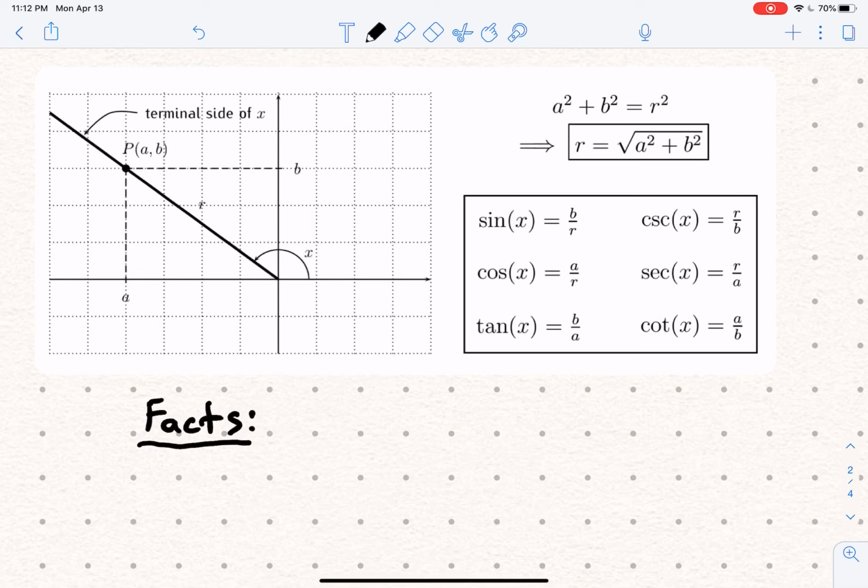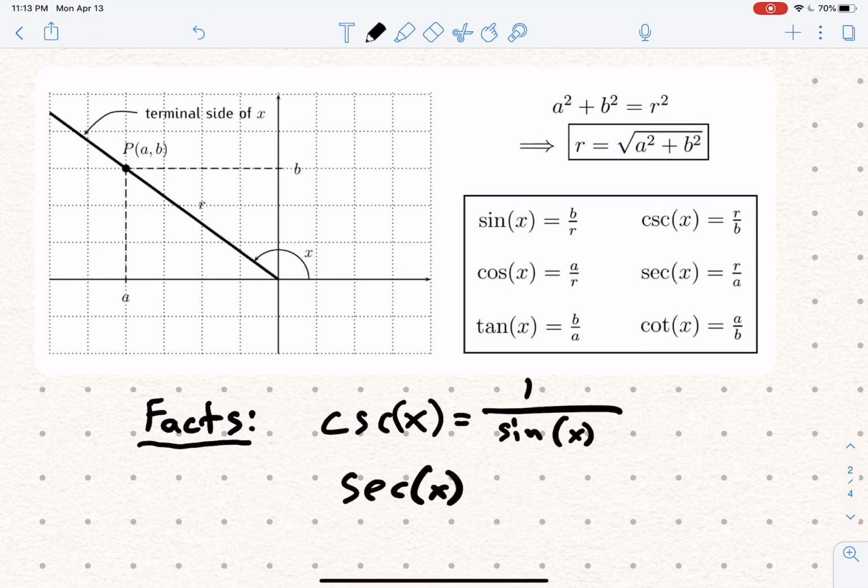So the first one is that the cosecant of x is equal to what you get if you take the sine of x and flip it upside down. It's 1 over sine of x. And, of course, you can see this in the formula. The cosecant is r over b. And sine is b over r. If we flip that over, 1 over sine, we're going to get r over b. All right, so cosecant is 1 over sine. Similarly, secant of x, which is r over a, is 1 over cosine.